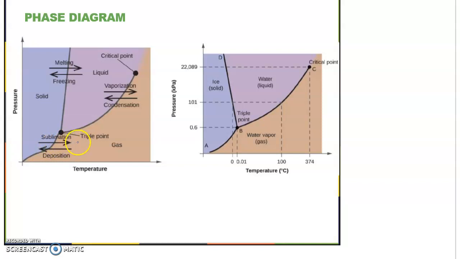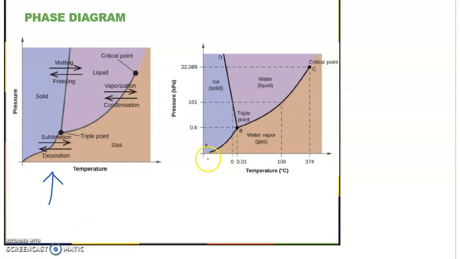The opposite direction, from gas directly to solid, is called deposition. You may have already known this. From solid to liquid is called melting, and from liquid to solid is called freezing. So this one is the typical phase diagram of the majority of the materials.